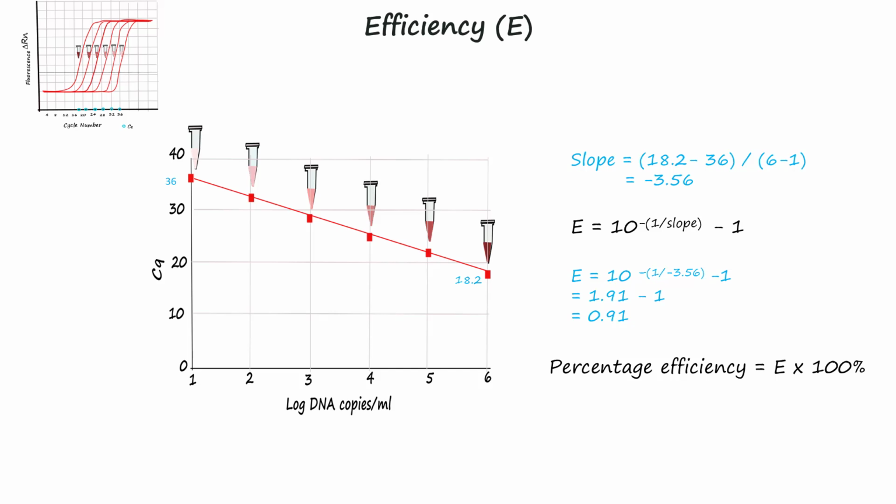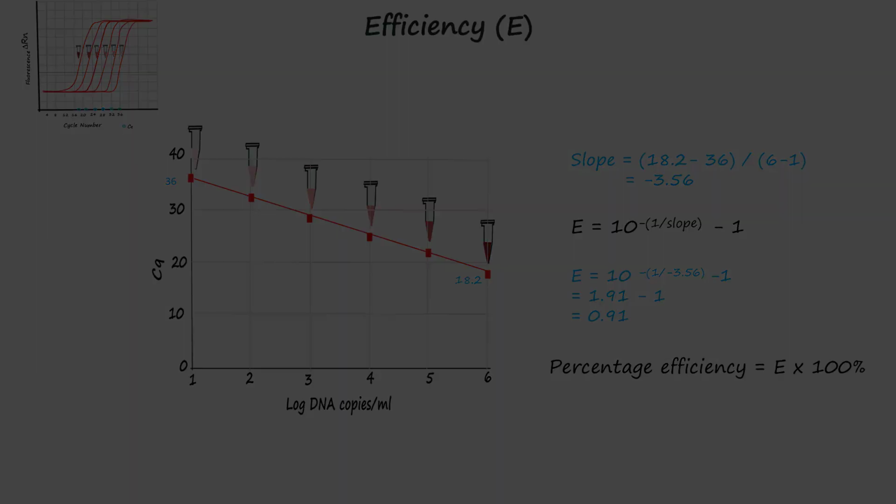Efficiency is then calculated using the equation E is equal to 10 to the power of negative 1 divided by the slope, minus 1, so that the maximum efficiency is 1 rather than the 2 due to doubling. Percentage efficiency is equal to E times 100. Efficiencies under 85% or over 100% are not recommended for data analysis, and you should optimize the PCR reaction by modifying the components and/or the conditions of the qPCR assay.